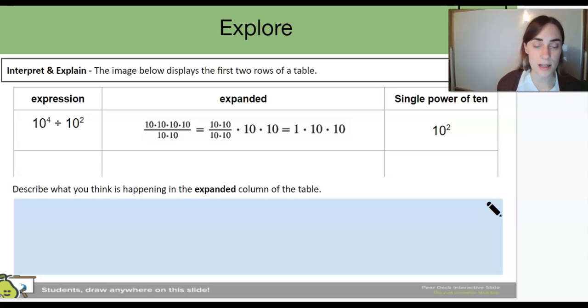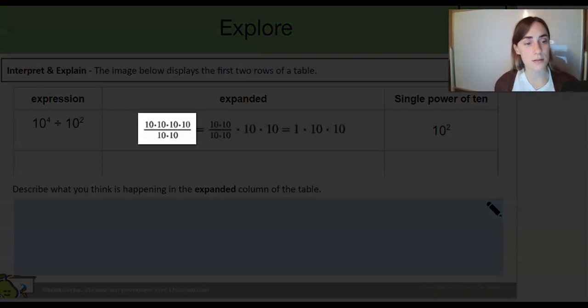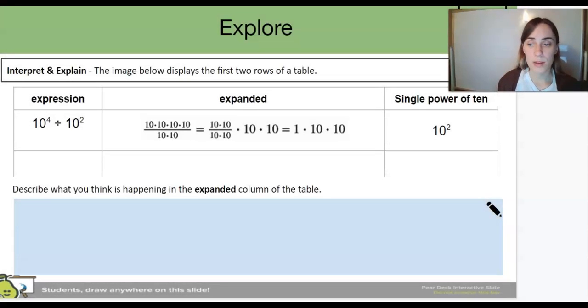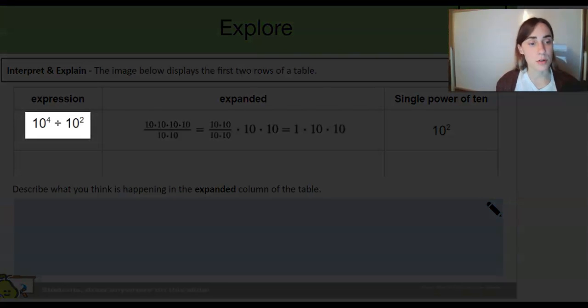And I just want you to pay attention to the different notations for division. So in our warm-up and in the expanded part of this table, we're showing division like a fraction. Fractions are always division, where we are taking the numerator and dividing it by the denominator. So when we say 10 to the 4th power divided by 10 to the 2nd, we can write it as a fraction with 10 to the 4th as the numerator and 10 to the 2nd as the denominator, like we've expanded in the middle. Or we can write it with the division symbol you might be a little more used to on the left where it says expression.